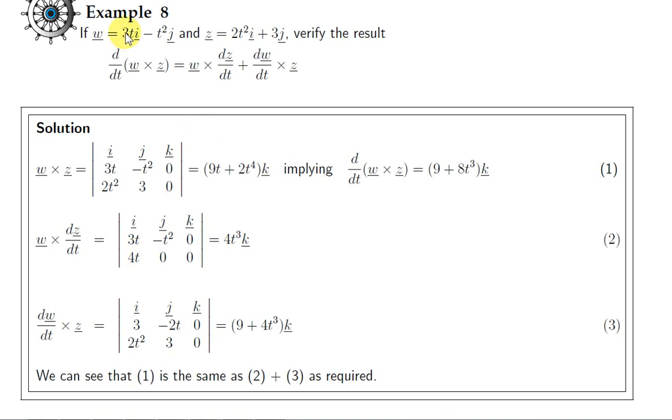So we need to get vector dw/dt. Well, that's going to be 3i minus 2tj. So that's the second row here. And the third row is vector z. And vector z is 2t squared i plus 3j. That goes in here. Again, take the third column to calculate this determinant. We have plus k times the determinant of 3, minus 2t, squared, 3. That's going to give us 9 minus negative 4t cubed, or 9 plus 4t cubed times k. Now if we add these two together, we get 9 plus 8t cubed times k.